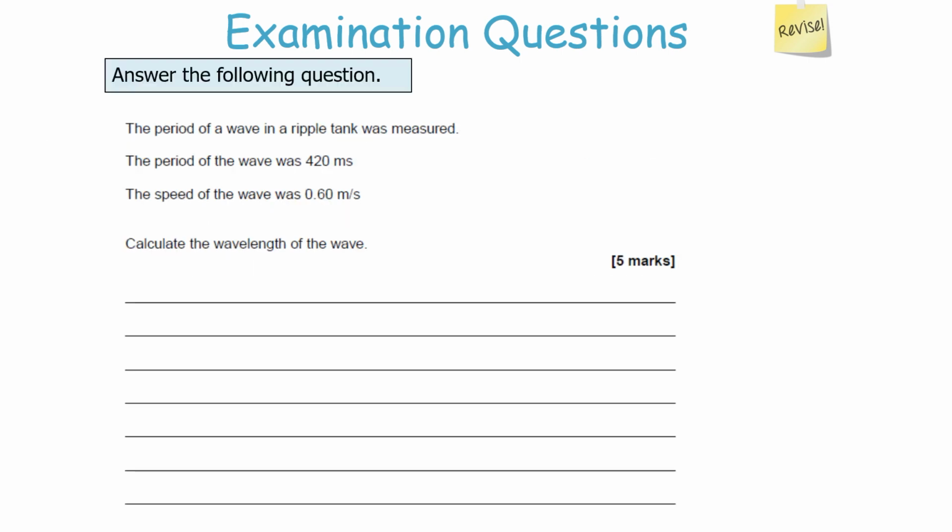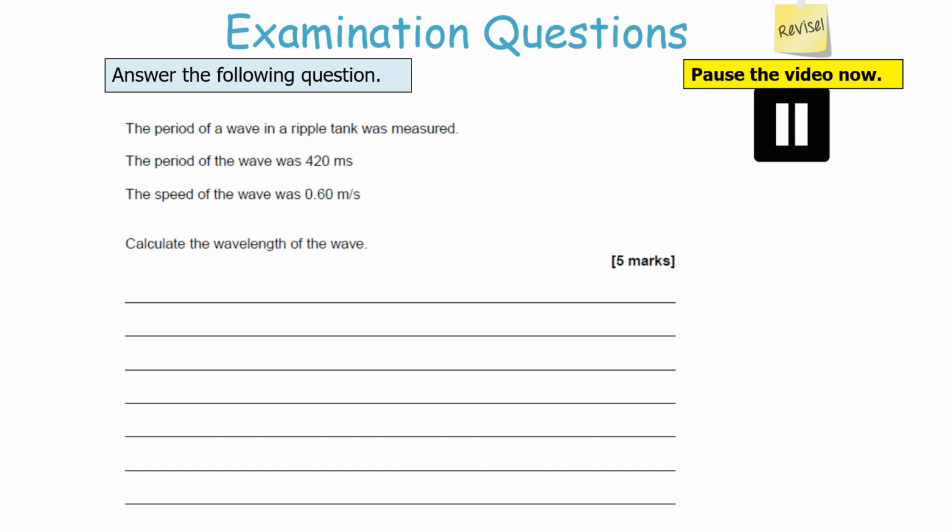The next question said the period of a wave in a ripple tank was measured. The period of the wave was 420 milliseconds and the speed of the wave was 0.6 meters per second. Calculate the wavelength of the wave. So pause the video now, then unpause the video when you want to go through your answer.